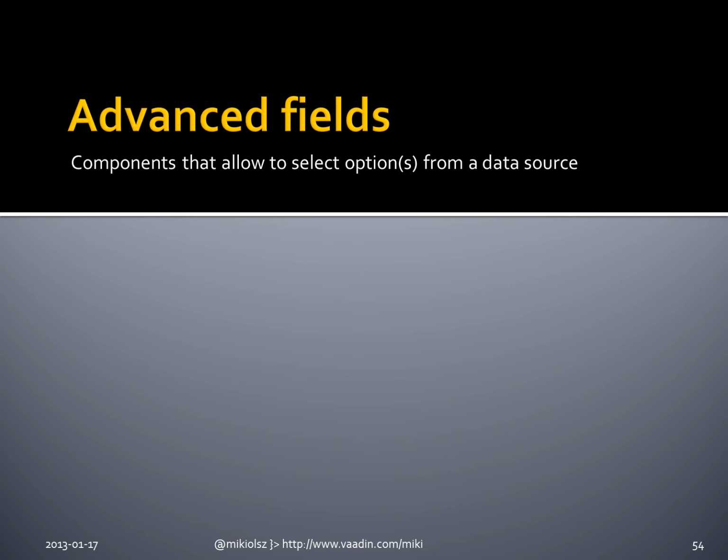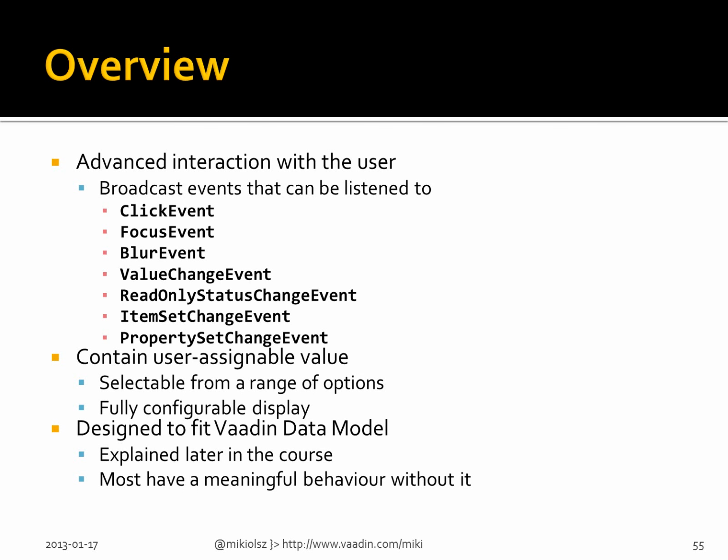The next group of components are advanced fields. So these are those components that allow selecting options from a data source or from a range of available options. In addition to events that are broadcasted by the simple fields, we can also capture the events whenever the set of available options is changed. Again, as with simple fields, these components were designed to fit Vaadin data model, which is explained later in the course. Most of these components have a meaningful behavior without any data source.